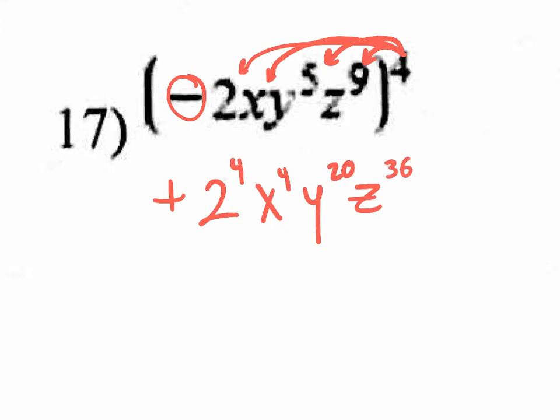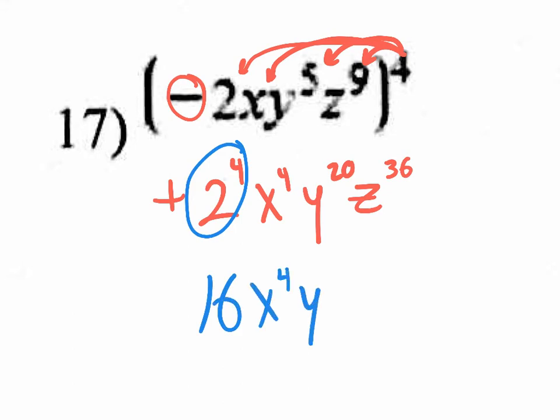So we know it's positive. The only other thing we could do is 2 to the 4th. 16. So you have 16, x to the 4th, y to the 20th, z to the 36.